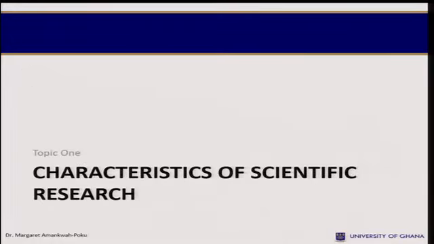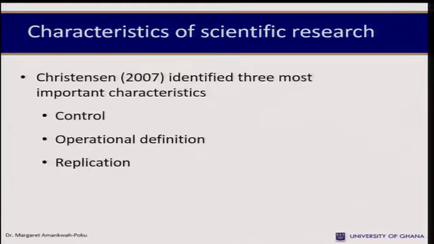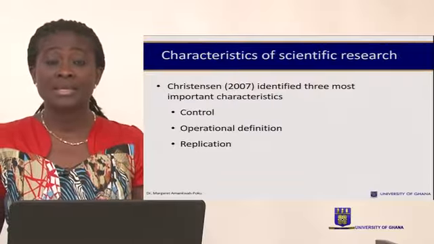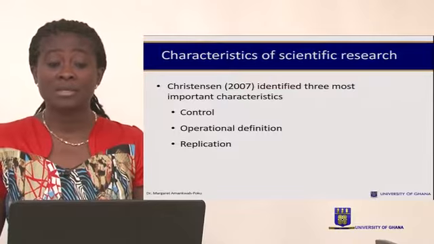So let's look at the characteristics of scientific research. As I mentioned earlier on, Christensen identifies three most important characteristics of scientific research. So he talks about control, operational definition, and replication. I'll talk about each of these three.